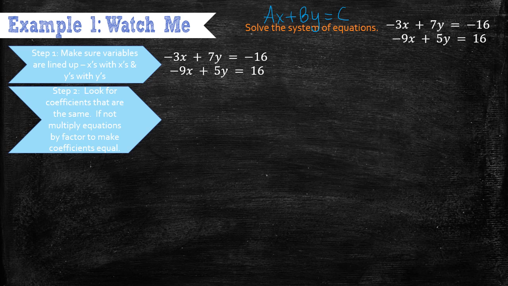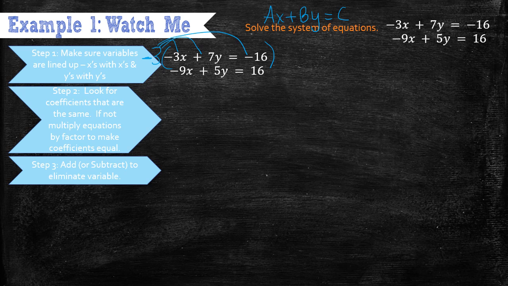and negative 9. Well, I could make this 3 into a 9 by multiplying this entire equation by 3, right? Because 3 times 3 is 9. But since these were both negative and I want them to eliminate, I'm going to multiply it by a negative 3, so it turns this coefficient into a positive. I've got to distribute that negative 3 to all the terms inside of my equation, okay? So we're going to go ahead and do that.